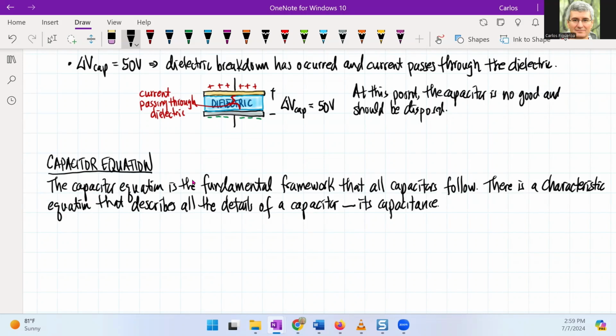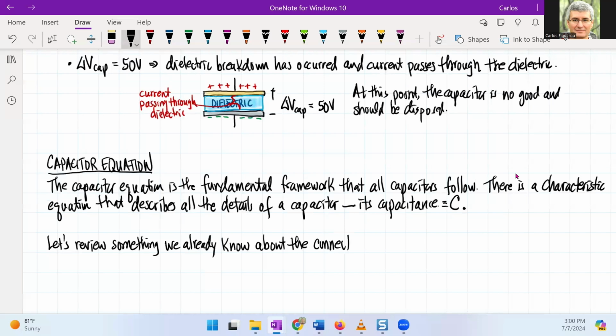But for right now, I only want to look at the capacitor equation and talk about the proportionality constant. In this thing here, we are going to have to define this capacitance, but it doesn't have all the details. So now let's review something we already know about the connection between charge Q and voltage delta V.